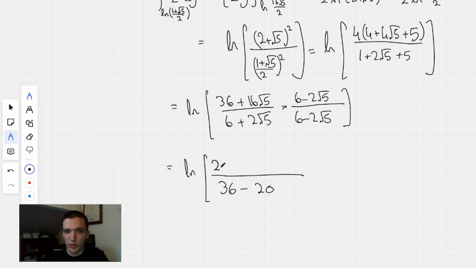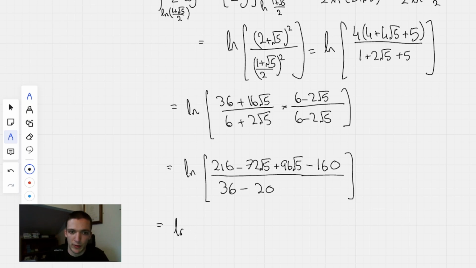Then 36 times 6 is 216. 36 times minus 2 root 5 is minus 72 root 5. Plus 6 times root 5 is plus 96 root 5. And then we've got minus 2 times 16 is 32, root 5 times root 5 is 5. So 32 times 5 is 160, and it's negative, because we have a positive times a negative, like this. There we go, and that's going to be the natural log of 216 minus 160 is going to be 56. Minus 72 plus 96 is plus 24 root 5 over, that's going to be 16 on the denominator.